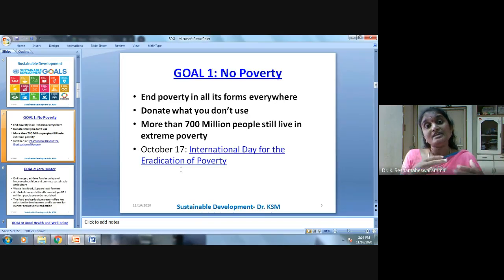Actually, every year on October 17th, we celebrate the International Day for the Eradication of Poverty. But every mind, each individual, has to think about reducing poverty: what I can do, what I may do to reduce it.